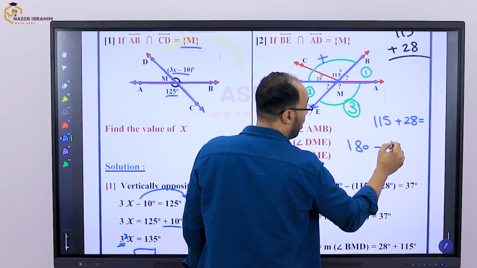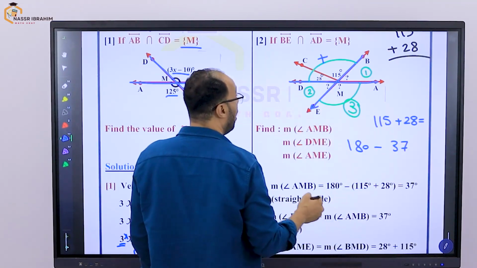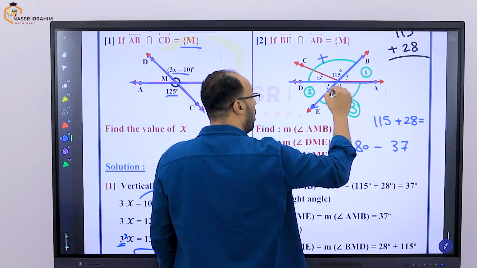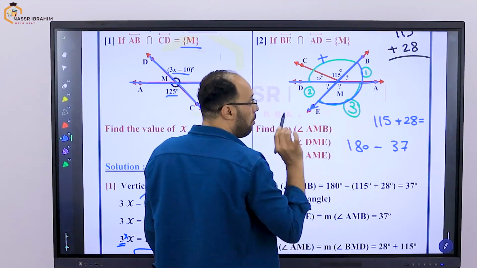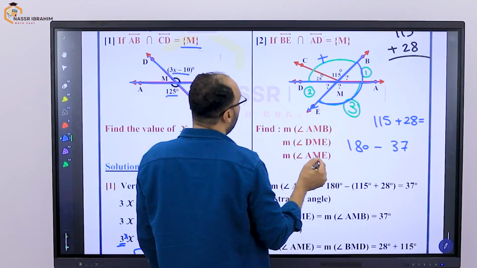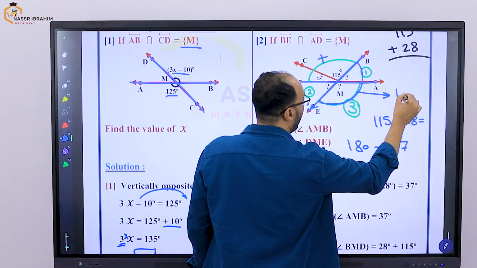the measure of angle 1, which is 37. Why? Because here we have a straight line. All the angles under this straight line, their sum equals 180. Why? Because they are supplementary angles.